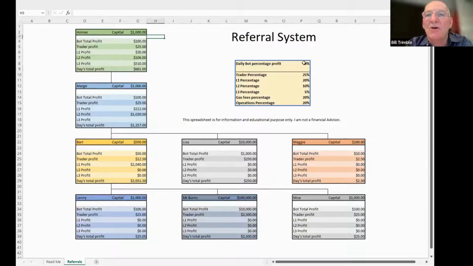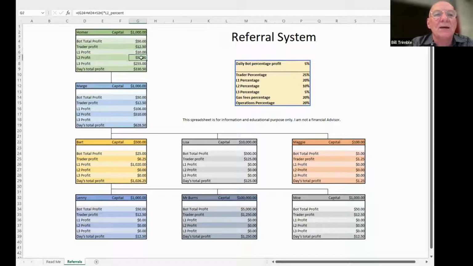What I'll do here, I'll just pop a couple of different numbers. I might put, let's say it only made 5% on a day. So now everything's changed. 5% on $1,000 is $50 total bot profit for the day. So the trader profit is only $12.50, which is 25% of 50. And level 1, which is 20%. So he gets 20% of Marge's total bot profit.